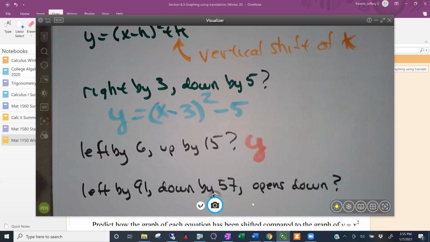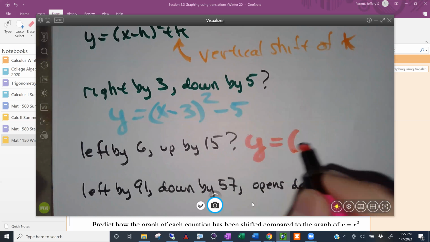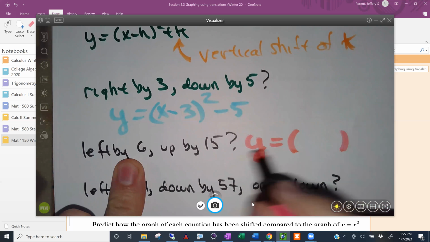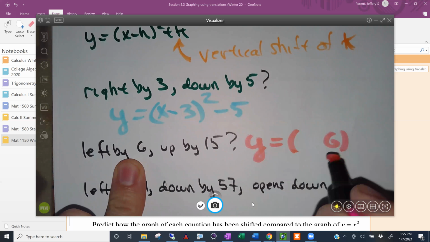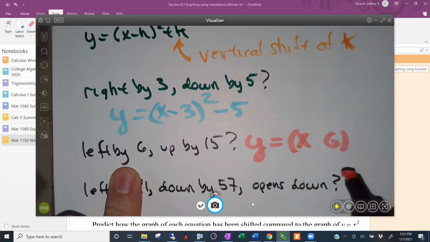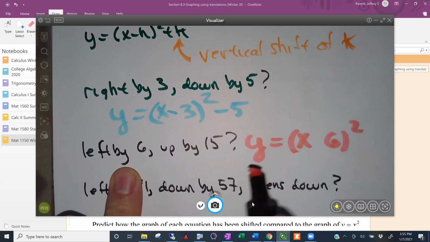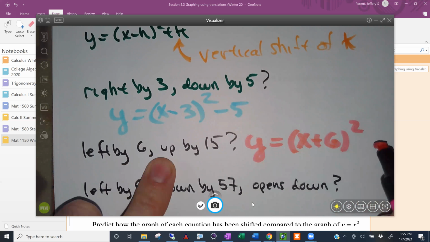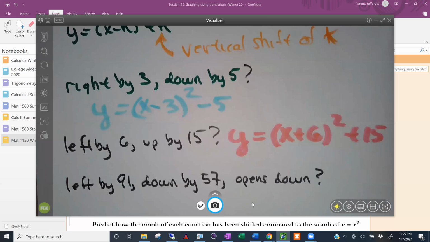Spoiler alert, the answer is coming if you haven't paused the video. So to the left, well, our horizontal shifts are going to be coming from what's inside the parentheses. So it's an x and a 6, squared. Hopefully you put +6. So (x + 6) squared, and then up by 15 would be +15. Nice.